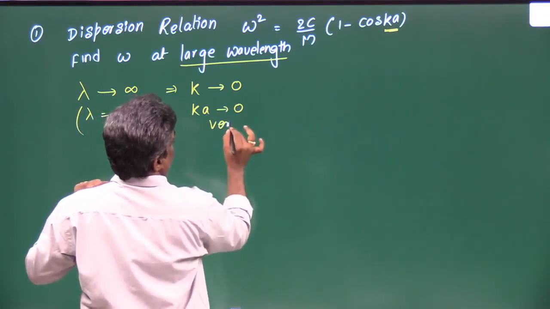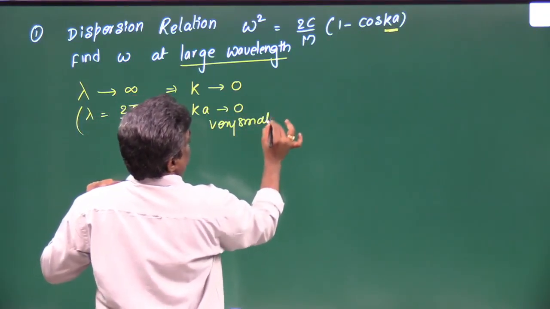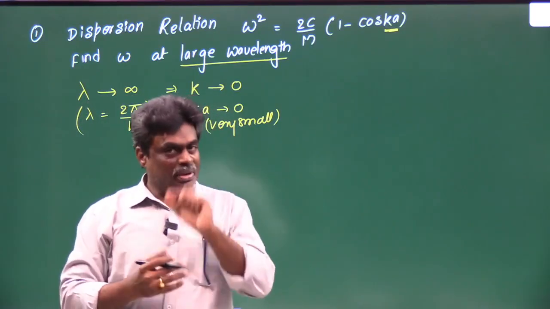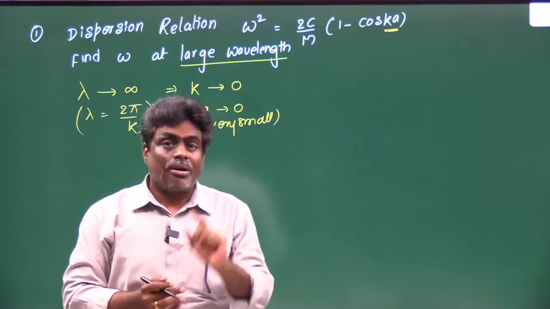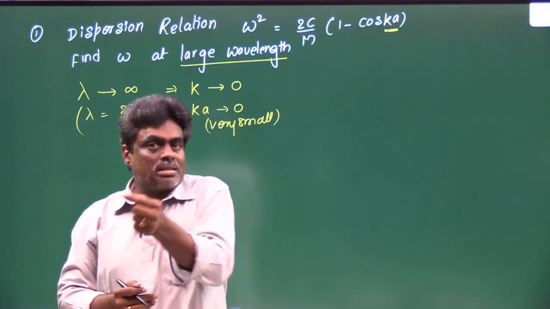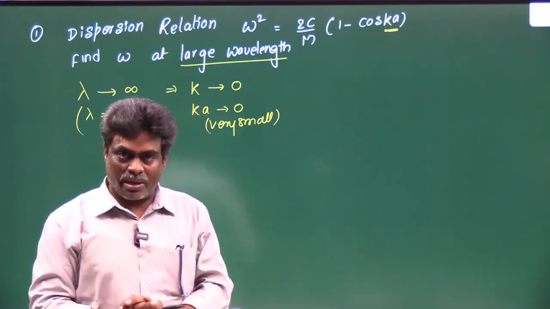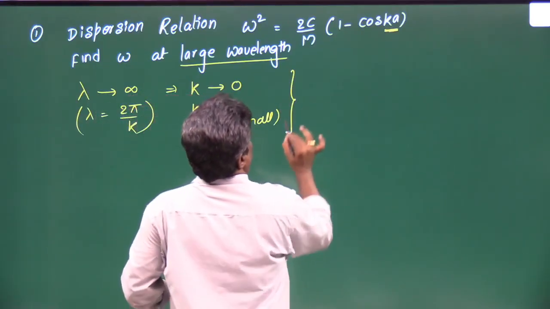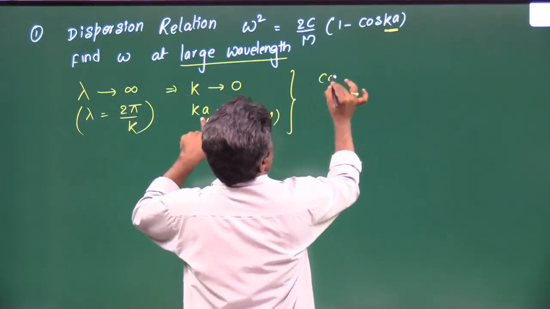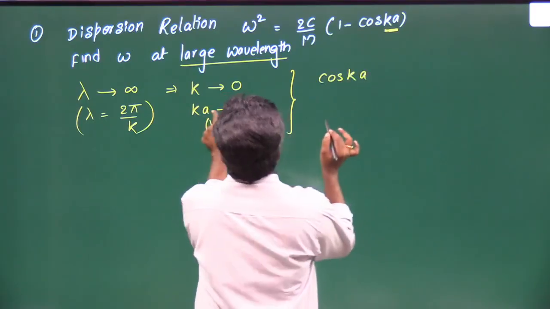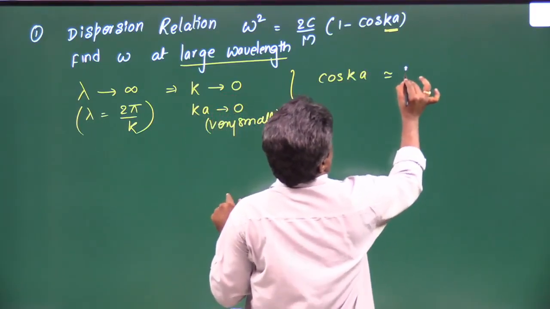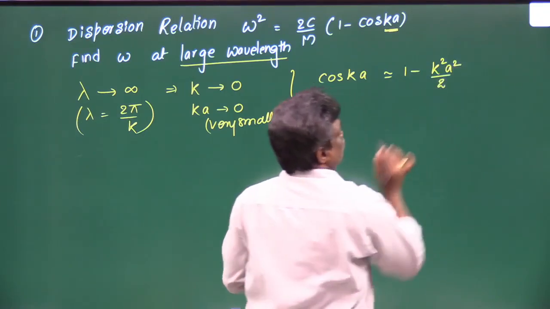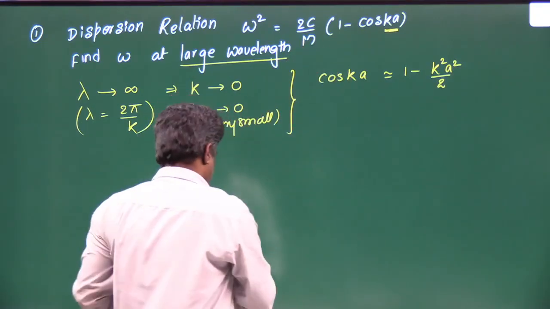That means very small. In the last discussion we have taken, if theta is very small or x is very small, then cos x is nearly equal to 1 minus x square by 2, up to second order. So we can take cos ka, because ka is very small, nearly equal to 1 minus k square a square by 2. Just take this and substitute.